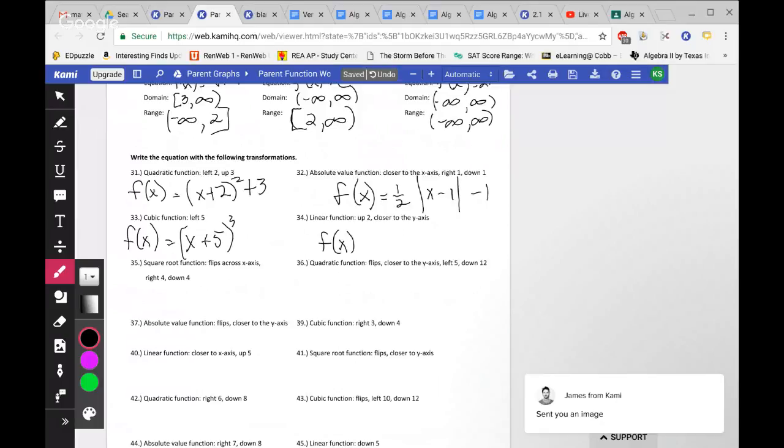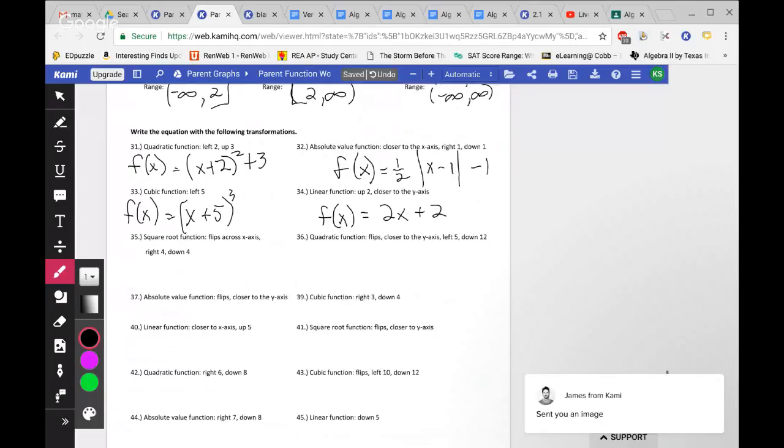This next one, f of x equals 1/2 x plus 2. Closer to the y-axis. Oh, 2x plus 2. Yes. Okay.